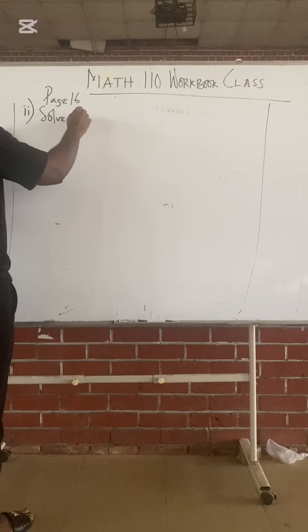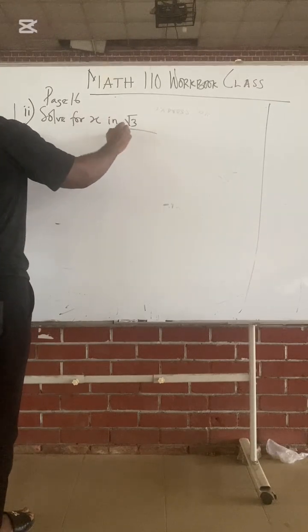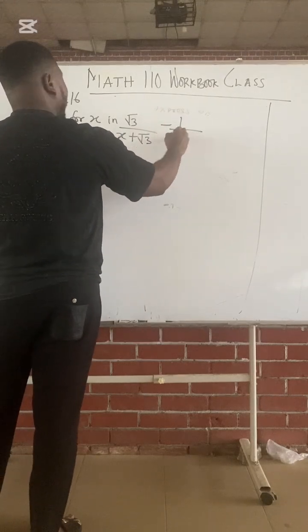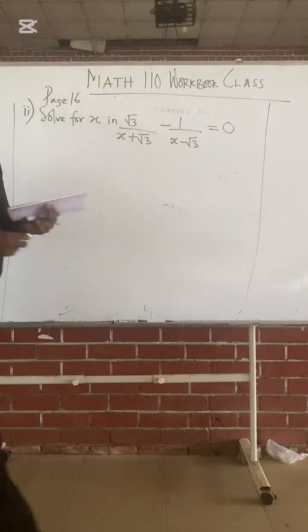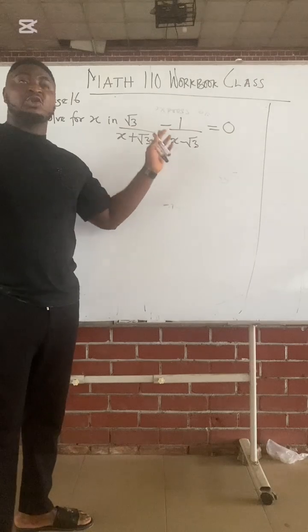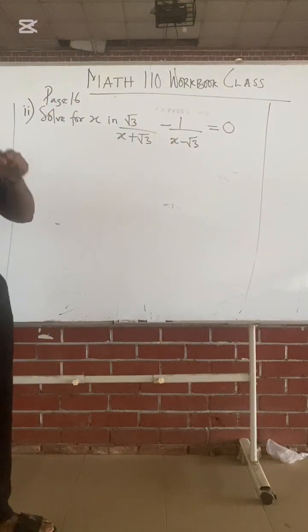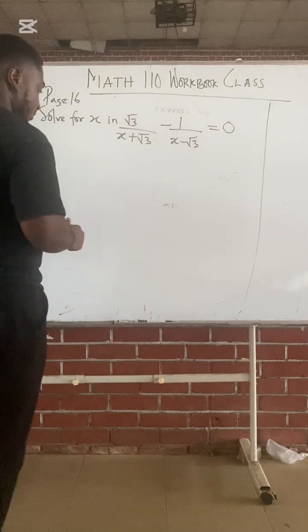Root 3 all over x plus root 3, minus 1 all over x minus root 3 equals 0. Class, this one they say solve for x, so you get the final answer. The other one said simplify. So you must get the final answer.